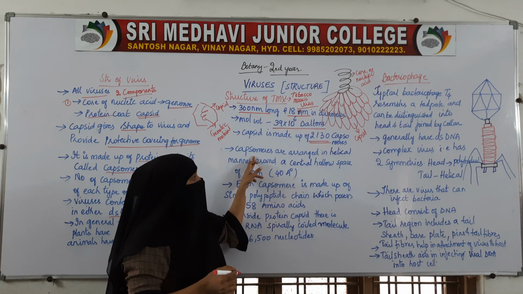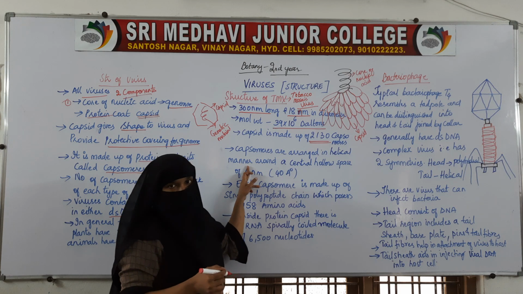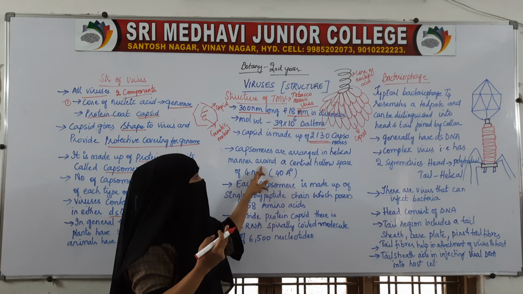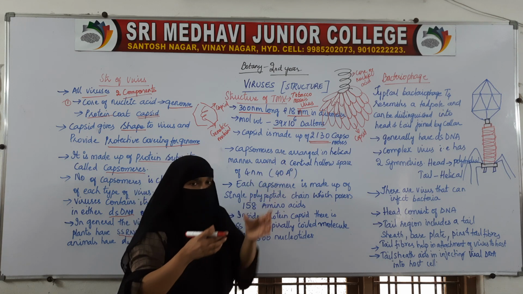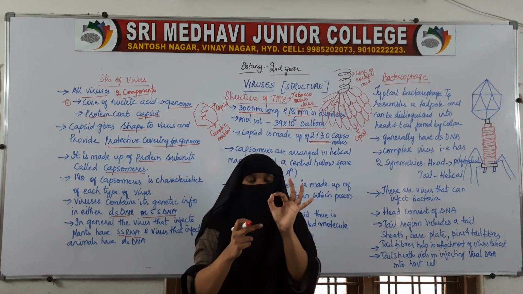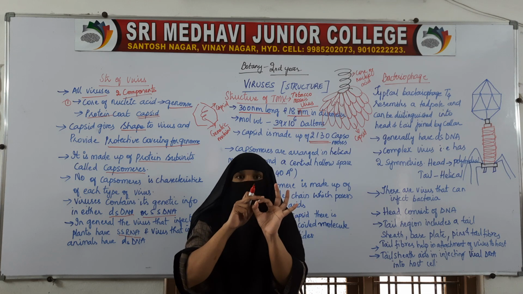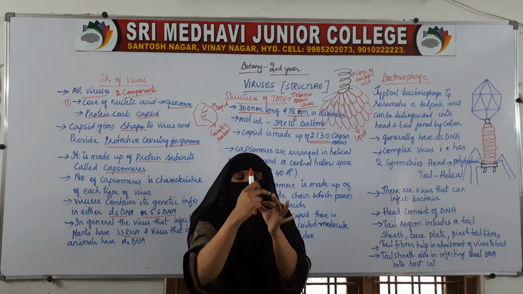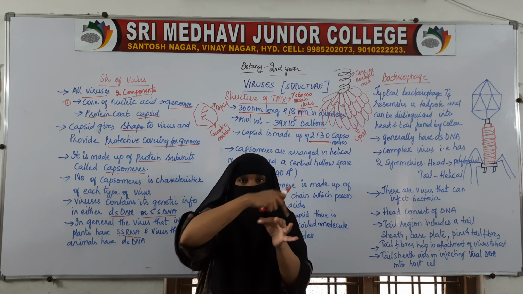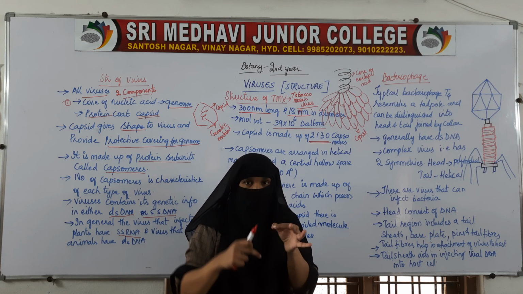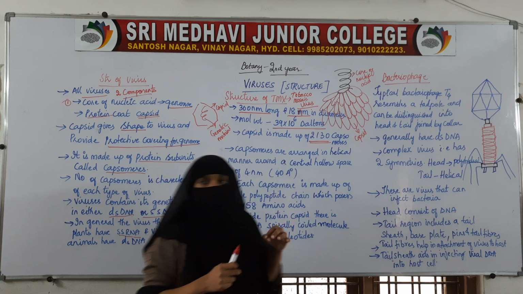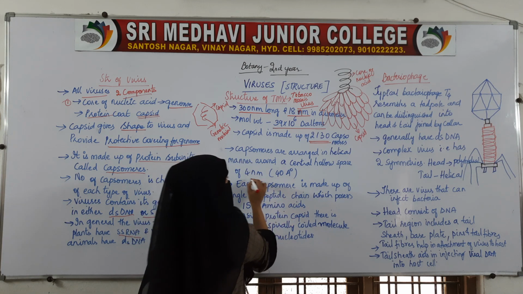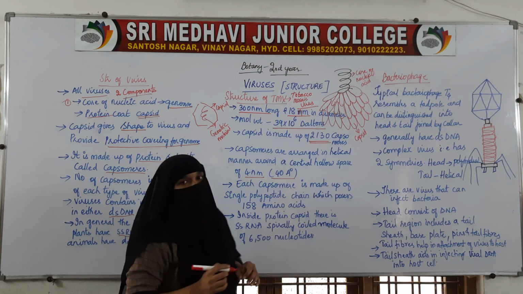Now, these capsomeres are arranged in a helical manner. Helical means coiled manner. The capsomeres are arranged in a helical manner around a central hollow space. So, for example, this is the central hollow space. Around the central hollow space, capsomeres are present in a coiled or helical manner, and this hollow space is 4 nanometers, that is 40 angstroms.